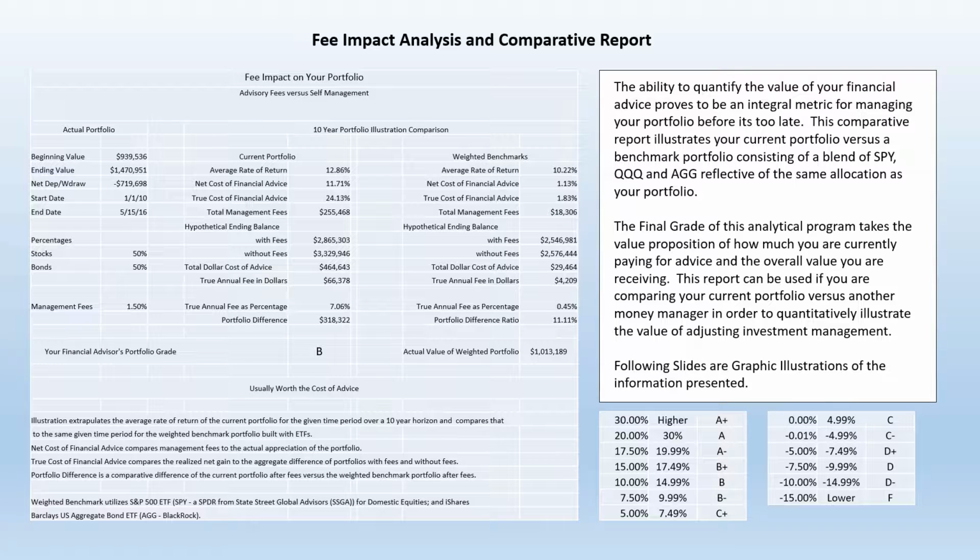The Fee Impact Analysis and Comparative report quantifies the value of financial advice you are currently using and actually puts a grade to it. This is highly interactive and intuitive and illustrates a Sharpe ratio of what you may be paying a financial advisor versus a similarly weighted self-managed portfolio. This report either extrapolates or projects in a 10-year time horizon in order to show ups and downs in the market. This report is a must for someone who says, "How is my broker doing with my money?"